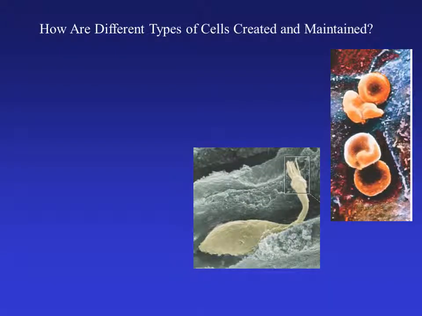So how are different types of cells created and maintained? This is a good place to start because we keep talking about DNA as a blueprint, but we need to figure out, now wait a minute, if there's only one blueprint, why does this red blood cell look nothing like the cell right next to it? Kind of a crazy question. So let's look at this. What is making this happen? Well, the answer to that question is differential gene expression.